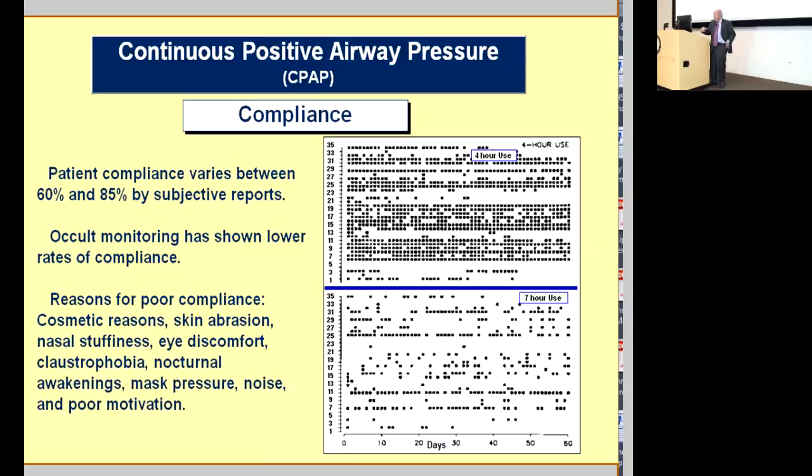In our situation, we spend a lot of energy with people. They may have to try 3 or 4 masks before they get the right one. So with that, I would say you can expect 70 to 80% compliance over time.